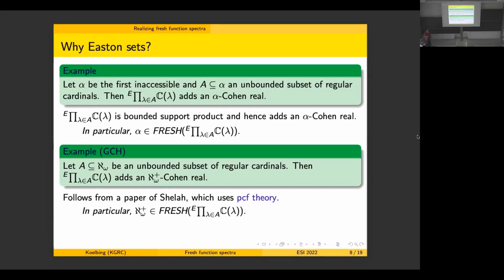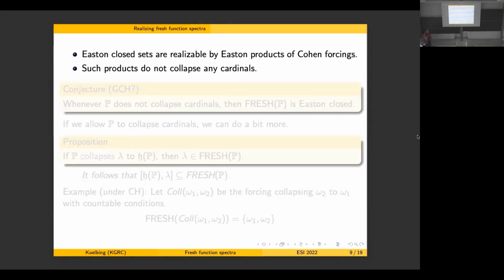Yes, so in this paper it is shown that the full support product of the Cohen forcings adds a Cohen real on Aleph omega. So we can realize Easton closed sets by Easton products with Cohen forcings.